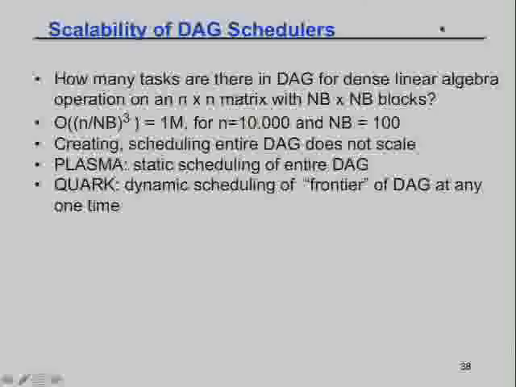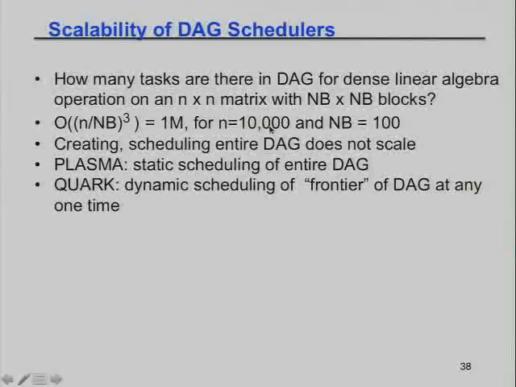If I take my n by n matrix and break it up into b by b blocks, then it's the number of blocks in each direction cubed. That's the size of the DAG. So if I have a measly little 10,000 by 10,000 matrix and break it up into 100 by 100 blocks, which is pretty good for getting BLAS performance, I'm talking about 1 million vertices in that DAG. So this is not going to scale all that well.